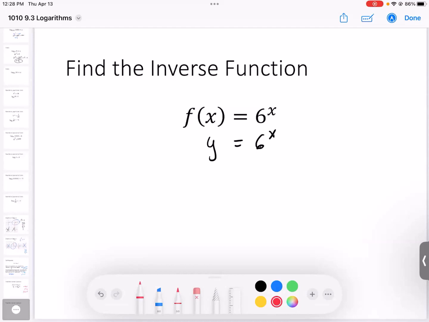All right, so when we switch the x and the y's in this case, we get x equals 6 to the y. And if I want to solve for y so that I can find the inverse function, I can rewrite this exponential form in logarithmic form. And I can say log base 6 of x equals y. Because remember, logs always calculate out what the exponent is. And so this makes it so that y is by itself. And so my inverse function is going to equal log base 6 of x.